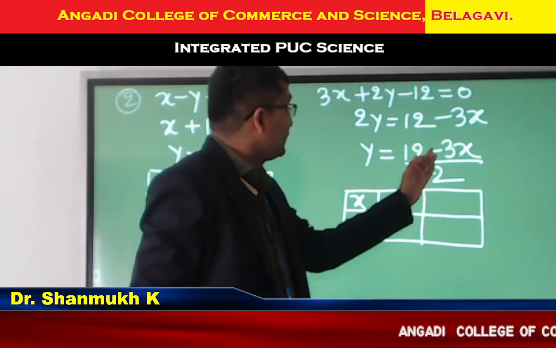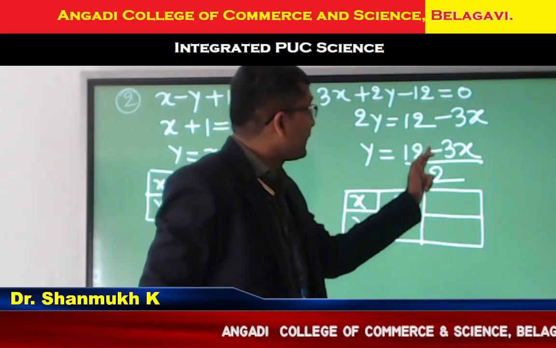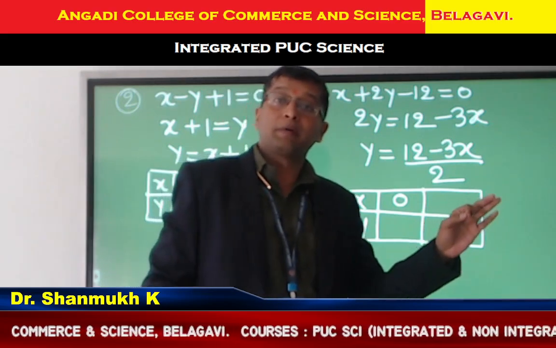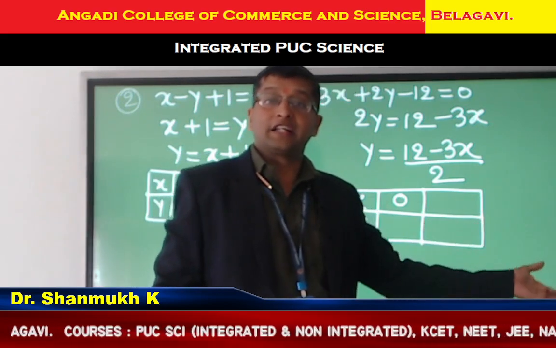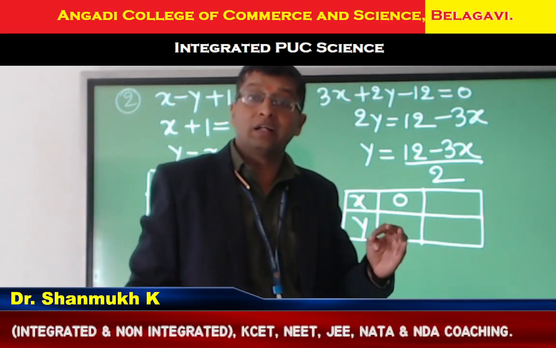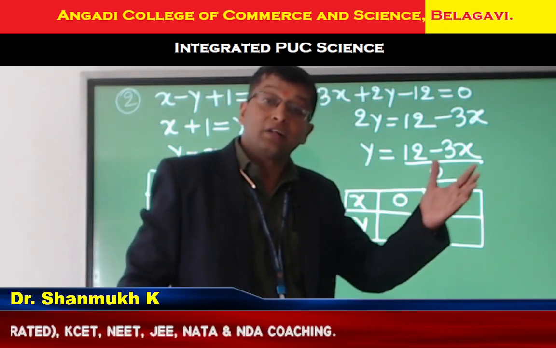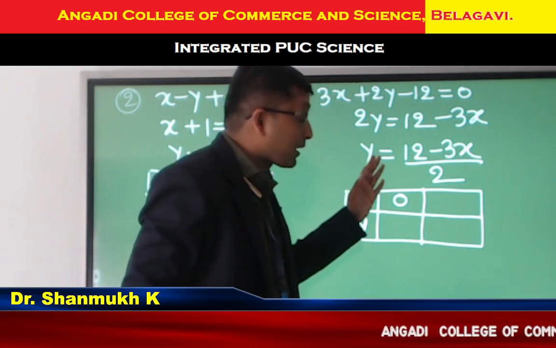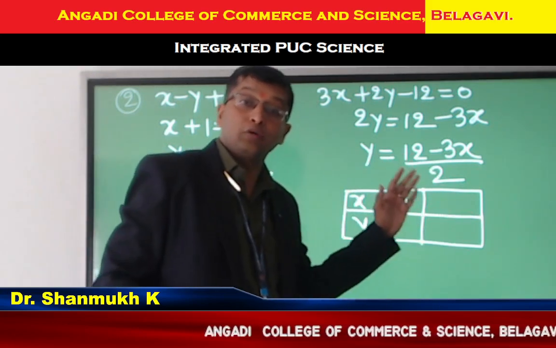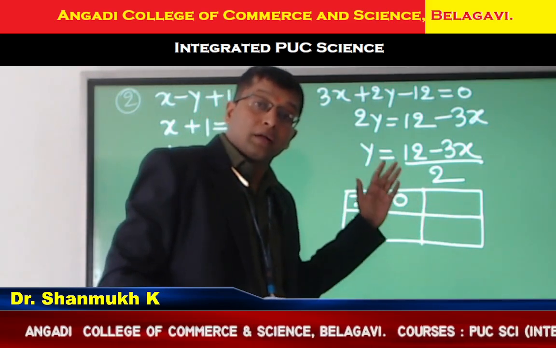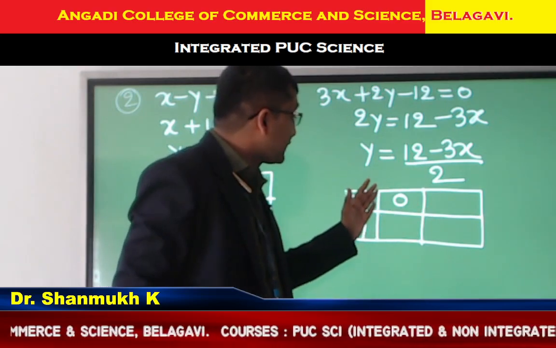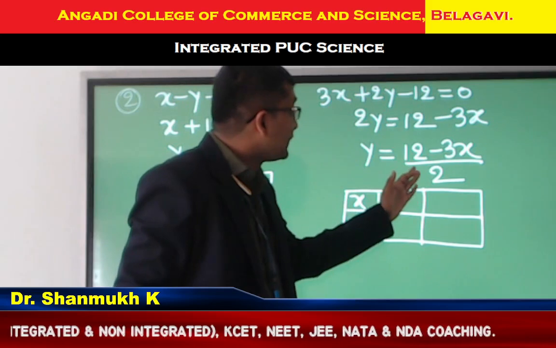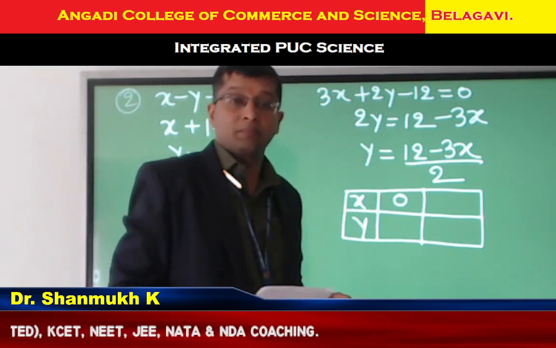What is the reason? If I take 12 minus 3, it becomes 9. 9 by 2 becomes a decimal. Decimals are difficult to represent and get sharp values from. Sharp values means we need to take positive integers, so I am taking 0, 2, 4 like that, so that it is easily divisible.